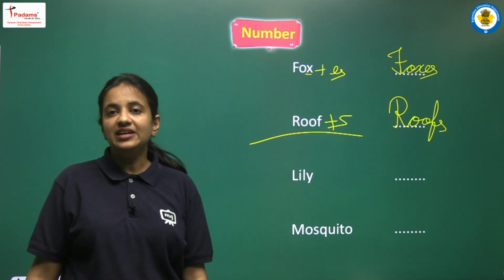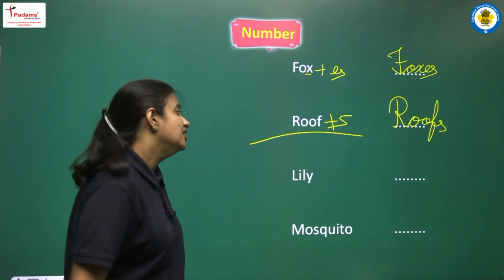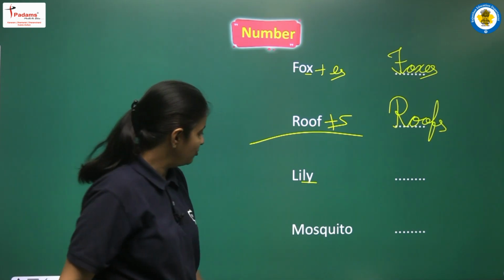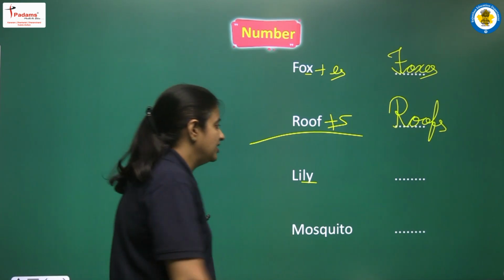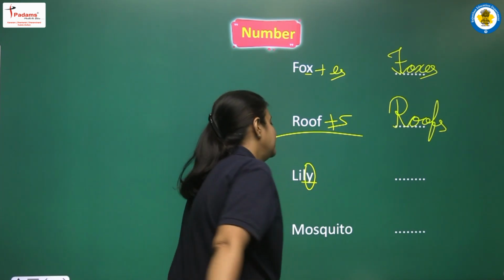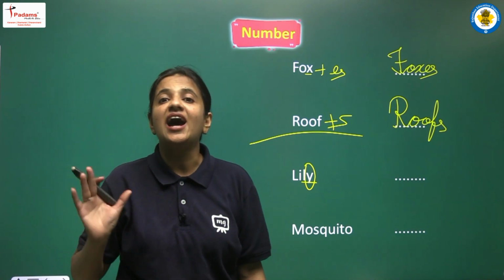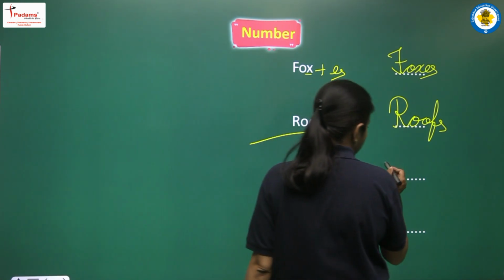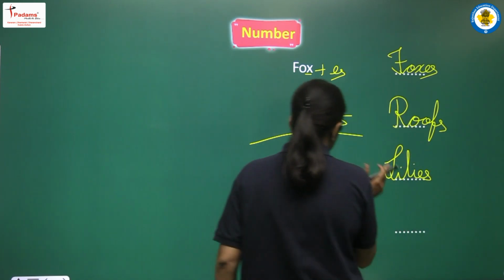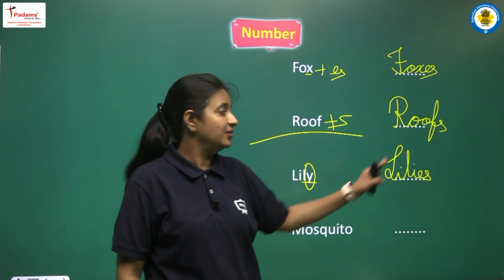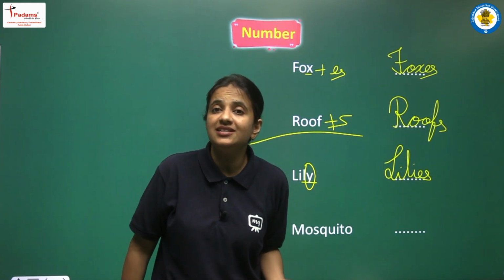Next we are having lily, that is one of the flowers. So we are having Y, and before Y we are having L, again that is one of the consonants. So yes, we have to remove this Y. In the place of Y we have to add IES. So what will be the spelling? It will be LILIES. So this is lily, singular noun, and the plural one will be lilies.